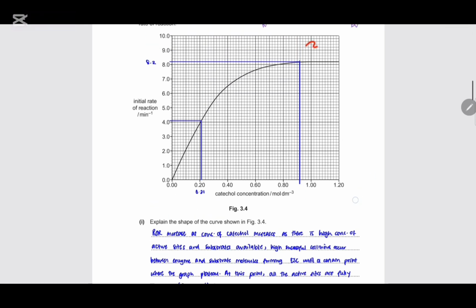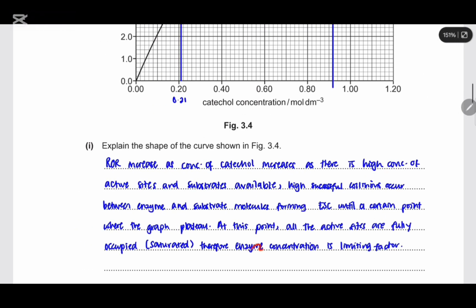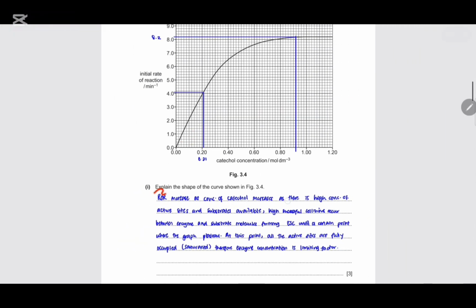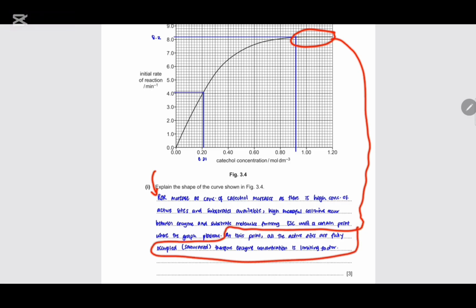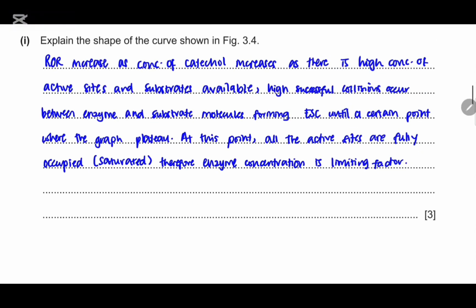Therefore, at this stage of the graph, what explains why the initial rate of reaction no longer increases is because the enzyme concentration is the limiting factor, or the reaction is limited by enzyme concentration. So I've explained which part of the graph my points are explaining. So this bit where it plateaus refers to the last bit here. Please take note, have a look, and again take note at which point of the graph these explanations are for.